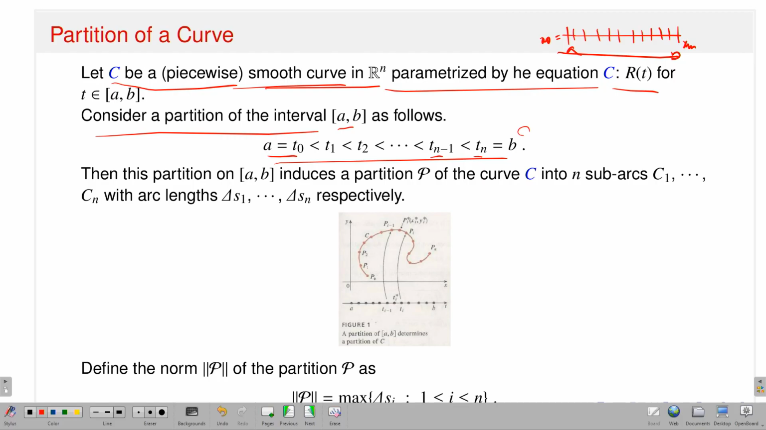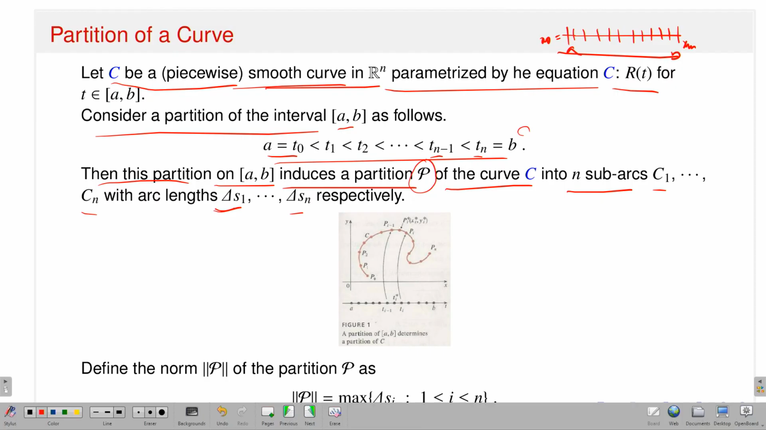Once I have a partition of the closed interval a to b, this partition induces a partition, which I denote by script P, of my curve C into n many subarcs C1, C2, up to Cn. Since I am talking about arcs, there is a meaning of arc length, and the corresponding arc lengths are delta S1 up to delta Sn respectively.